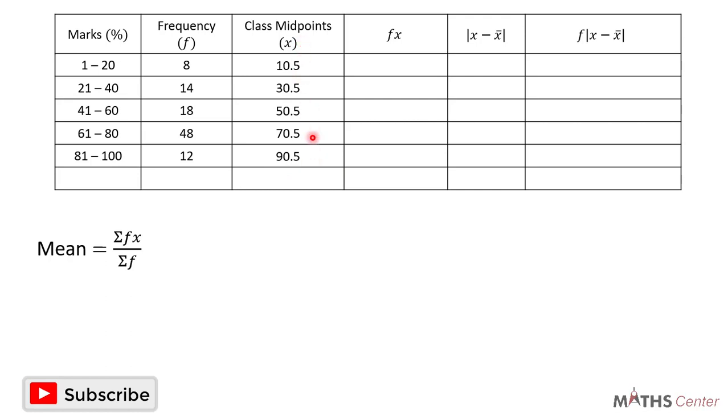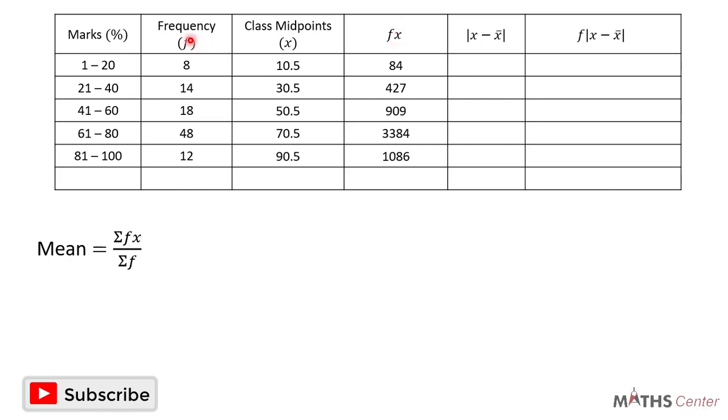We now have the x values, so we can find fx. We will get it by multiplying the f values by the x values. So the first one will be 8 times 10.5, which is 84. The next one is 14 times 30.5, which is 427. The next one is 18 times 50.5, which is 909. The next one is 48 times 70.5, which is 3,384. And the last one is 12 times 90.5, which is 1,086.